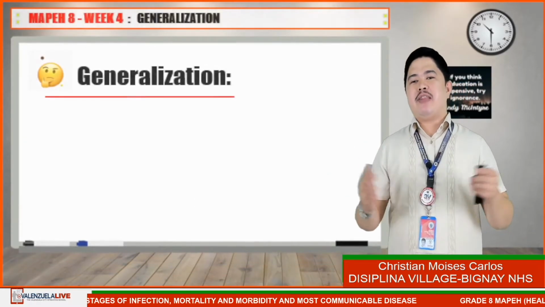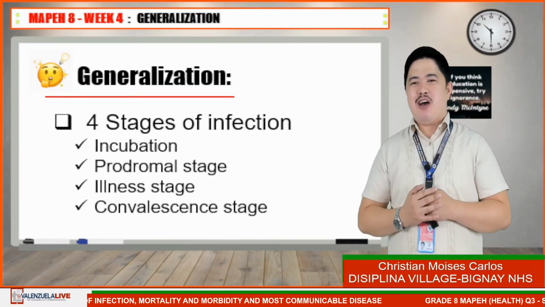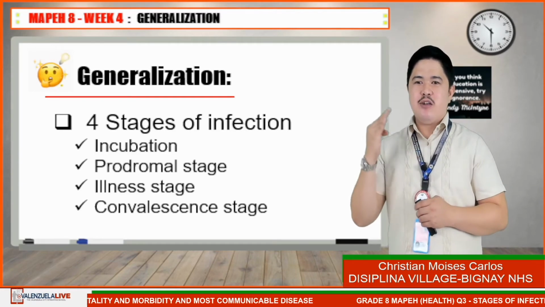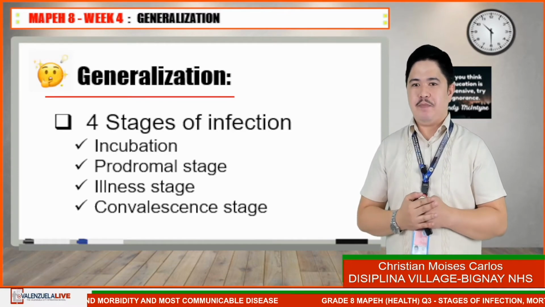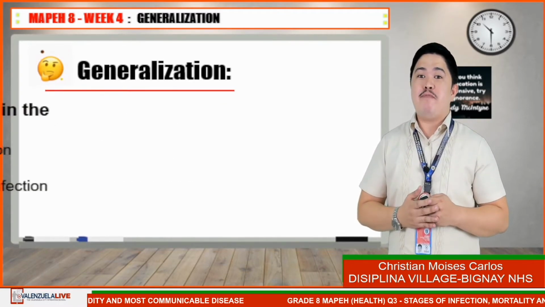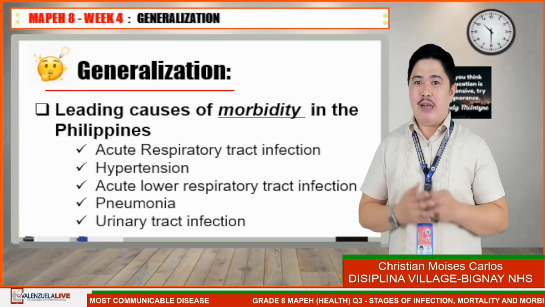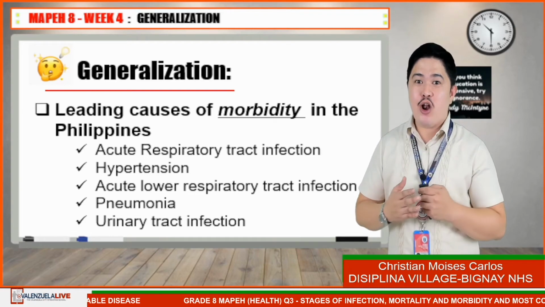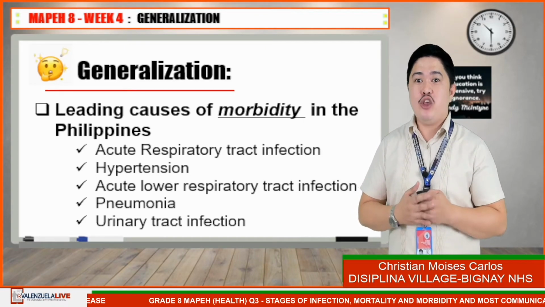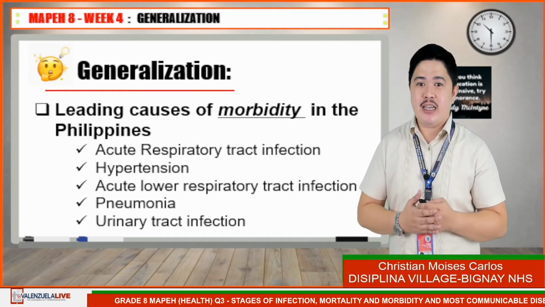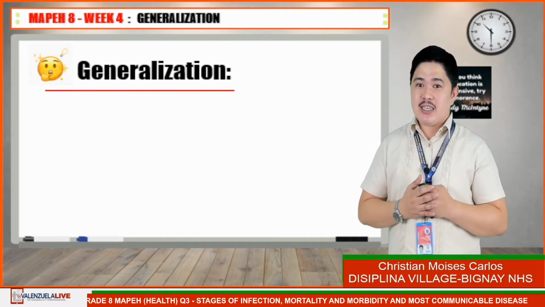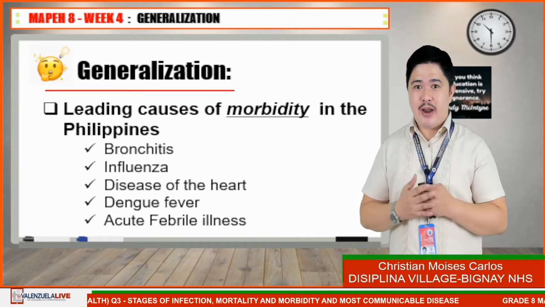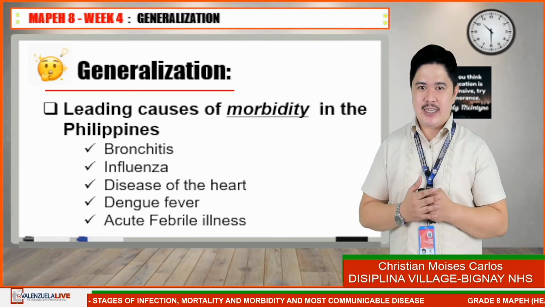To sum up our topic, we have 4 stages of infection: incubation, prodromal, illness, and convalescence stage. Leading causes of morbidity in the Philippines: we have acute respiratory tract infection, hypertension, acute lower respiratory tract infection, pneumonia, urinary tract infection, bronchitis, influenza, disease of the heart, dengue fever, and acute febrile illnesses.